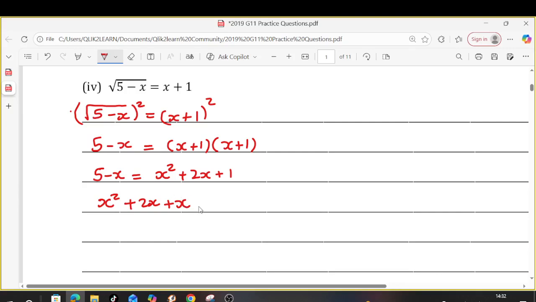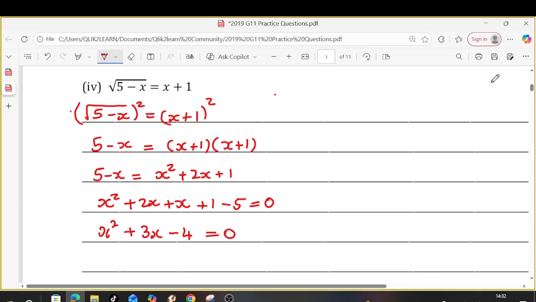Okay, so I'm going to have plus 1 and then minus 5. Everything equated to 0. So now what's next? I have x squared. This will be x squared plus 3x minus 4 is equal to 0.